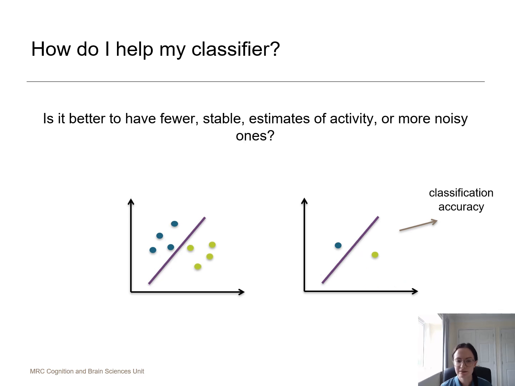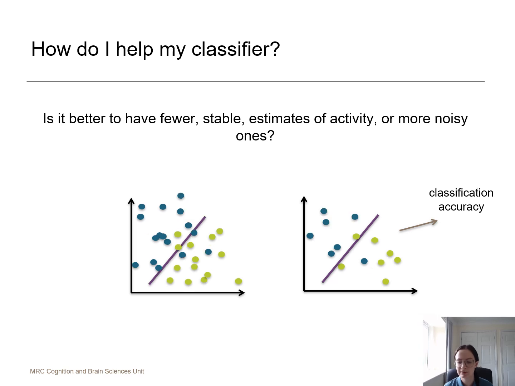But the question is, will our classifier perform better if we have fewer but stable estimates of activity, so for example by averaging over trials, or by providing it with more but noisier trials, so just giving it all of the single trial data rather than averaging? Will that perform better than if we give it fewer averages over our trials? And of course, it's not always intuitive, when you start analyzing your data or before you collect your data, which of these will be optimal for your particular experiment or your particular classifier.